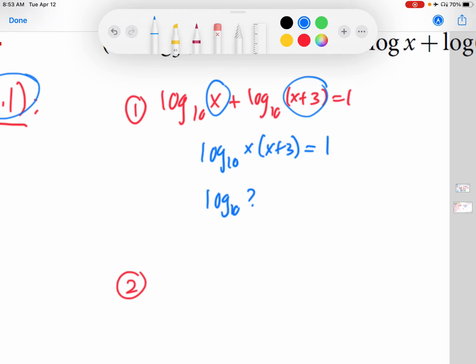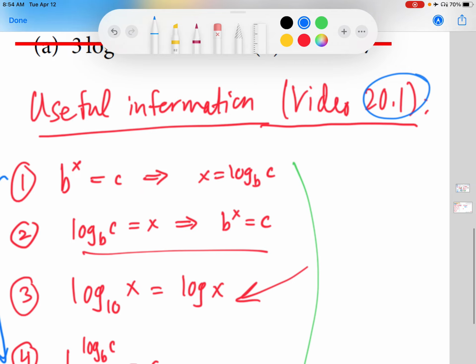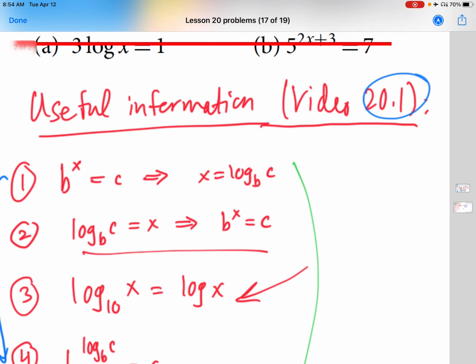Log base 10 of something equals 1. I can convert that to an exponential equation, right? I'm going to scroll over here. This is fact number 2: log base b of c equals something converts, using that similar circular type of pattern, to b to the x equals c. So that's what's over here.